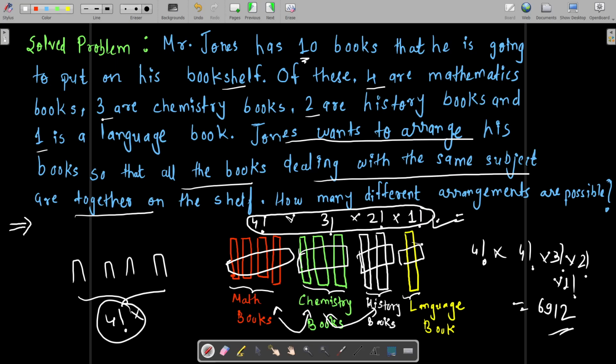If order should have mattered, then we shouldn't have considered the 4 factorial into account, right? So this is how simple permutation problems can be solved. We will solve more questions as well, but later on I'll make lectures on them. Side by side, I will try to cover and finish the theory so that we can move ahead in our playlist. So let's move towards combinations now.